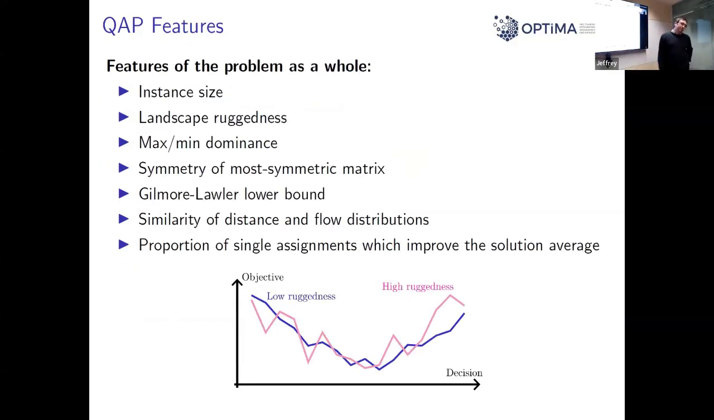So we have features for individual matrices. We also have features of the problem as a whole, which take into account both matrices at the same time. Some of them are just a case of taking the maximum value of this feature across the two matrices. Some of them are a bit more complicated, like the landscape ruggedness. You see this example plot here. Low ruggedness means that relative to the variation across the entire solution space, the variation between adjacent solutions tends to be low. High ruggedness means it tends to be high.